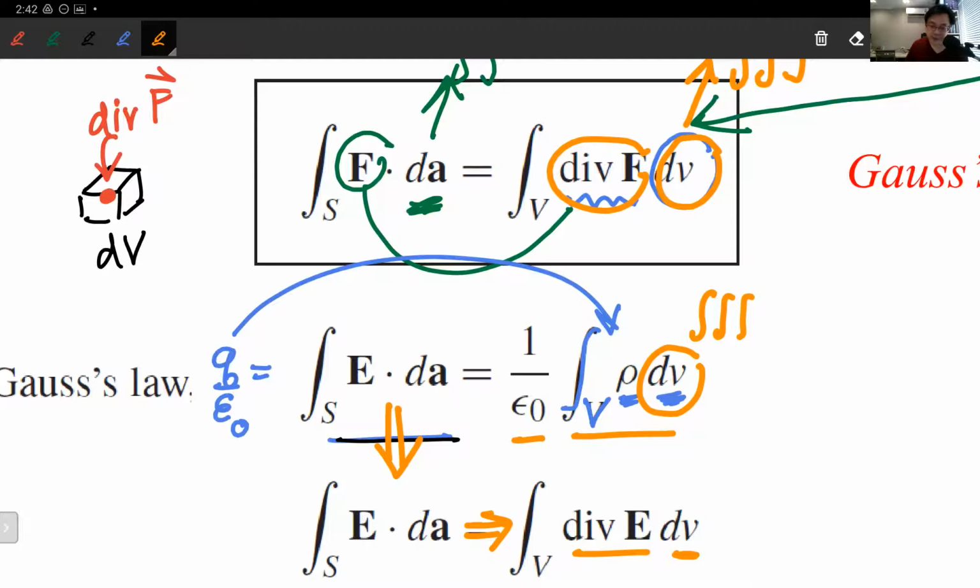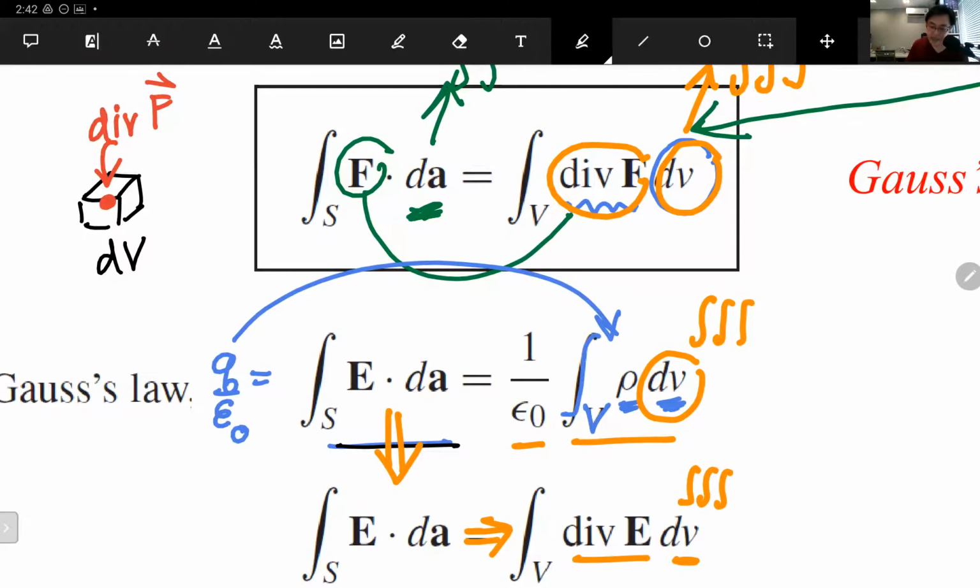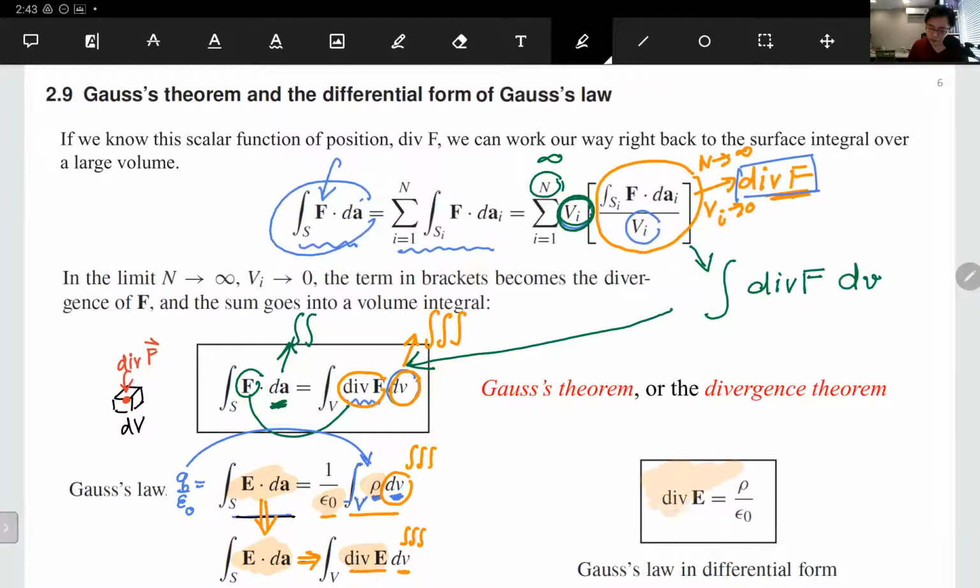And do you see something here? Now, this is also a triple integral. It's a volume integral. So that means whatever is inside is supposed to be the same, because we started everything from the same flux calculation. And that draws you to the conclusion. Whoa! The divergence of the electric field equals the charge density divided by epsilon naught. This is a wow moment, guys.